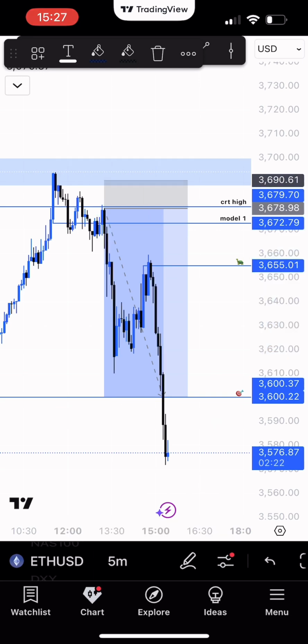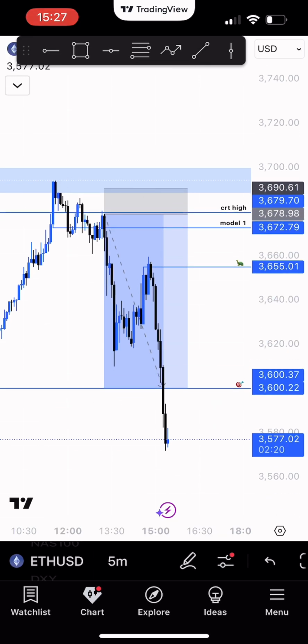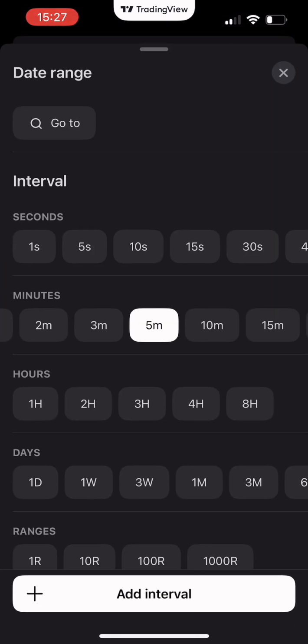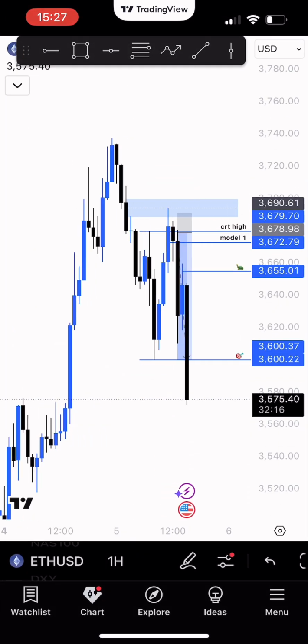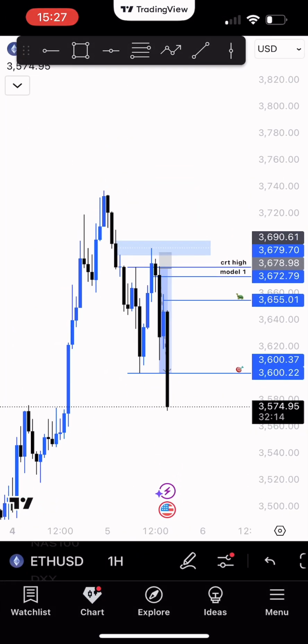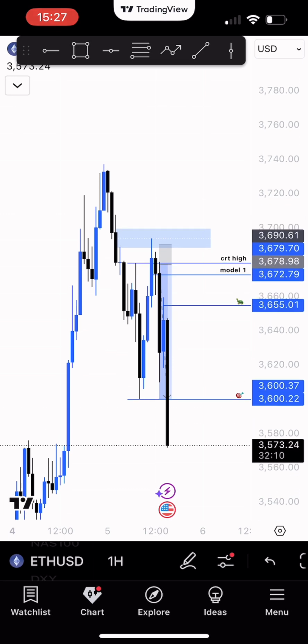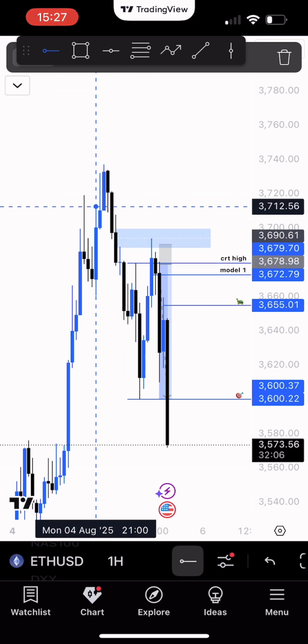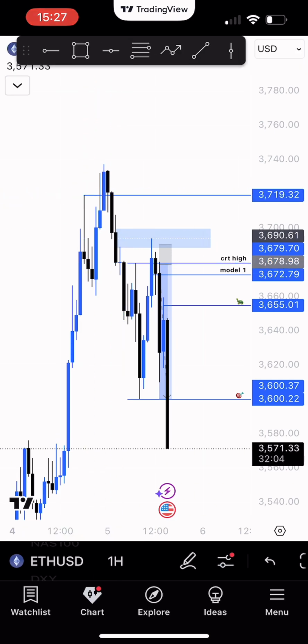I'm going to show you this 4-hour CRT setup I caught today, a little trade recap, and how you can do the same. I'm going to practically spoon feed you everything you need to know, and you can take this away and replicate it on the charts for yourself.